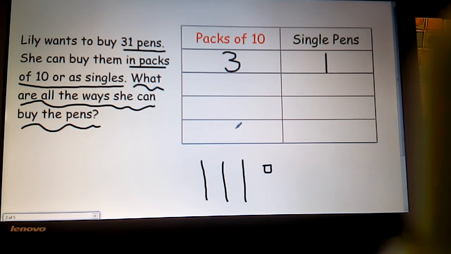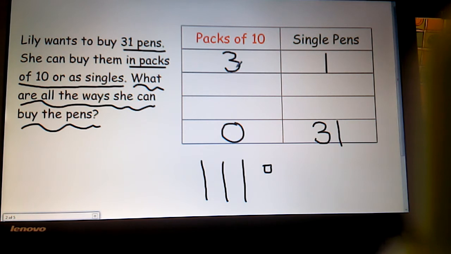Next, I have them skip down all the way to the bottom and I tell them to pretend that they have no longs or packs of 10 to use. How can you still make the number 31? Well, I know that I can always just use 31 cubes or I could have 31 single pens.